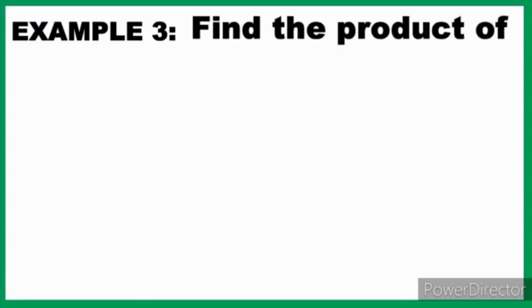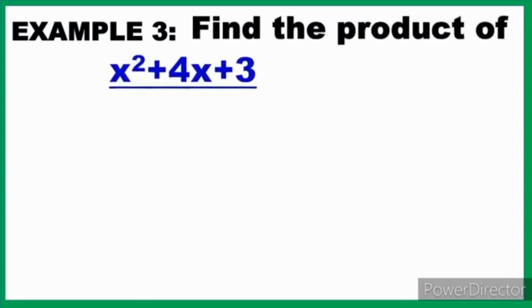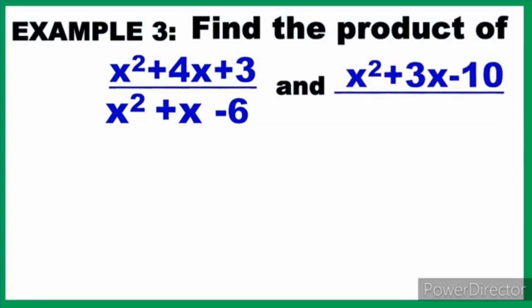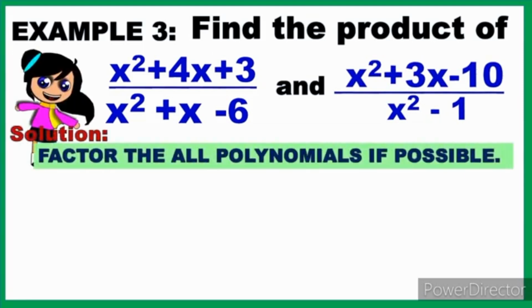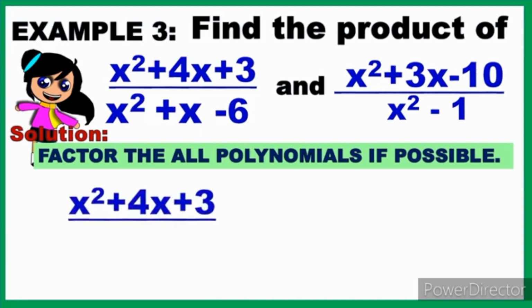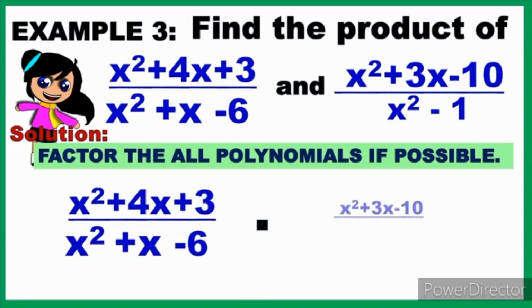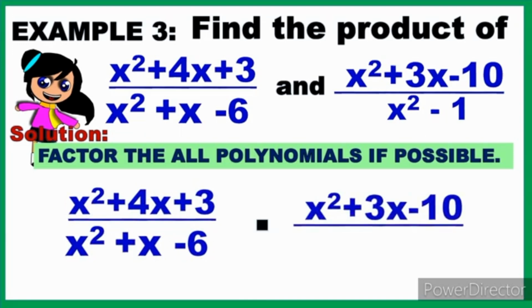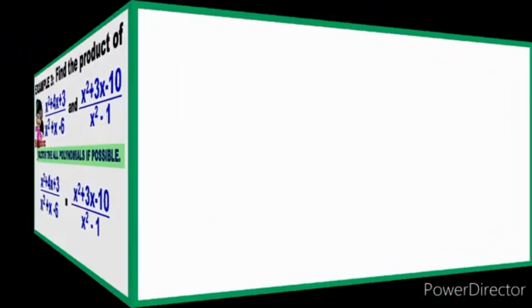Example number 3. Find the product of x squared plus 4x plus 3 all over x squared plus x minus 6 and x squared plus 3x minus 10 all over x squared minus 1. And this is the solution. We're going to factor all polynomials if possible. We have x squared plus 4x plus 3 all over x squared plus x minus 6 times x squared plus 3x minus 10 all over x squared minus 1. And we have the solution.